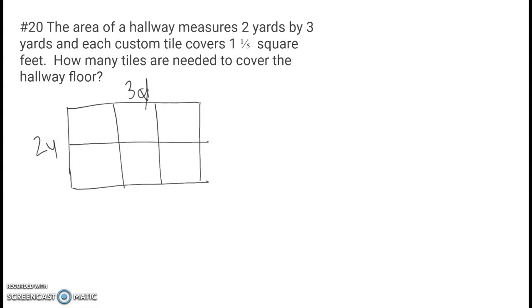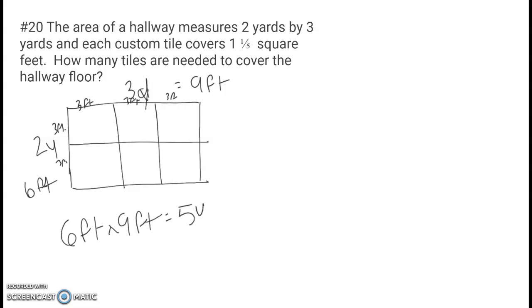So 3 yards is actually going to be how many feet? And think about the fact that each yard is equal to 3 feet. So this is actually 9 feet. And then 2 yards is going to be 6 feet. So now that we've converted that to feet, we need to find the area. The area is going to be 6 feet times 9 feet, which is going to get us 54 square feet.